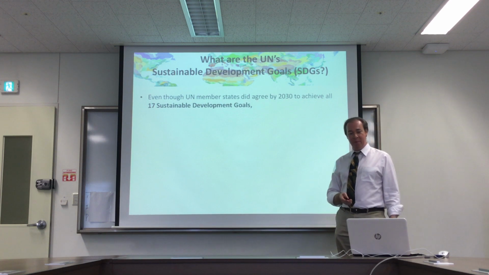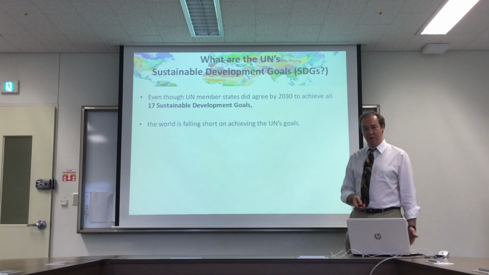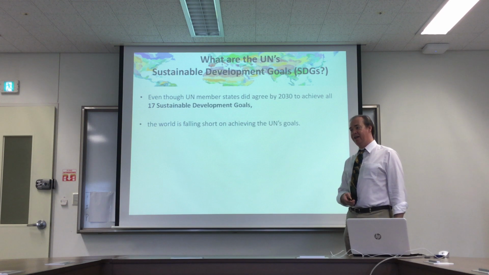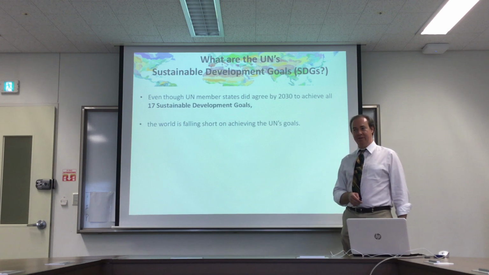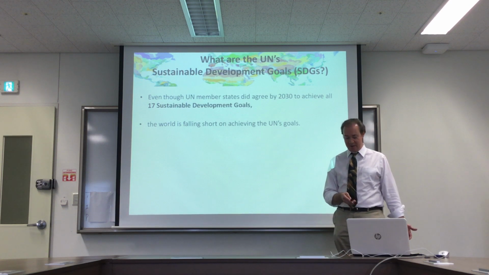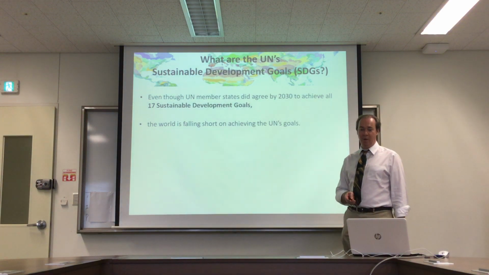However, even though the UN member states did agree by 2030 to achieve all of these sustainable development goals, the world is falling short on achieving those goals. Only a few countries in a recent survey are anywhere near 75 of 100 perfect score, and those countries are the ones like Denmark that have been working on such projects since the 1970s. So we're woefully behind in achieving these sustainable development goals in only one decade.